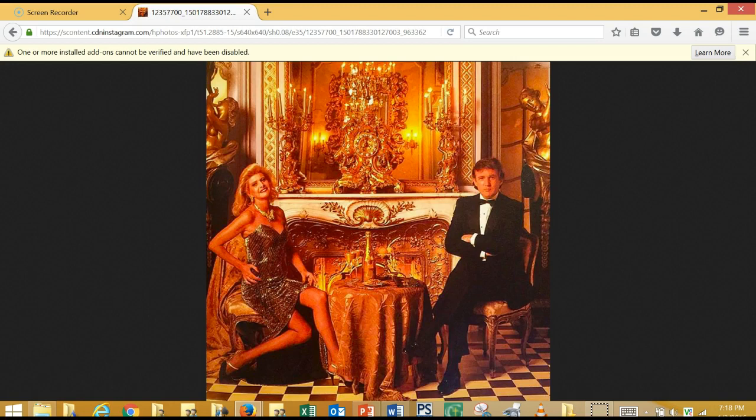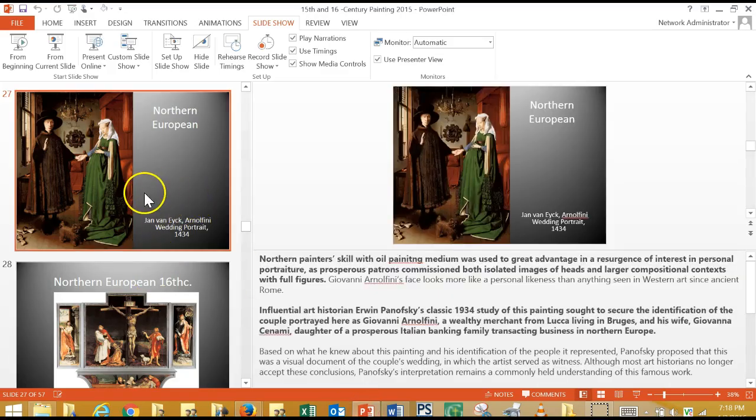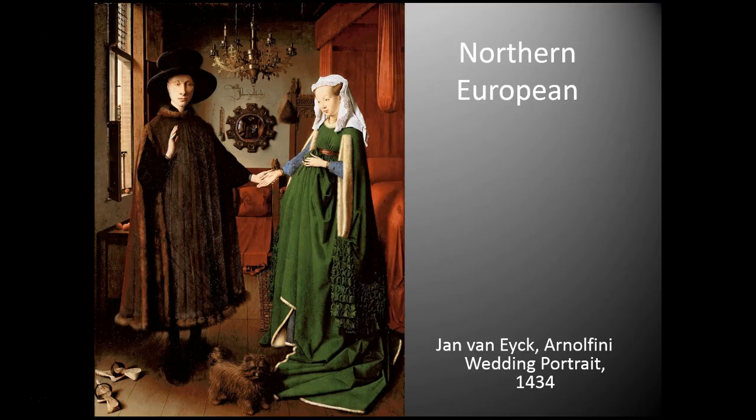So what you're looking at now is a double portrait, a photography image of Donald Trump. I thought it would be interesting to show this, considering what's happening with current events, and his first wife, Ivanka Trump. And so this is taken during the 80s, and I had mentioned this idea of a yuppie.